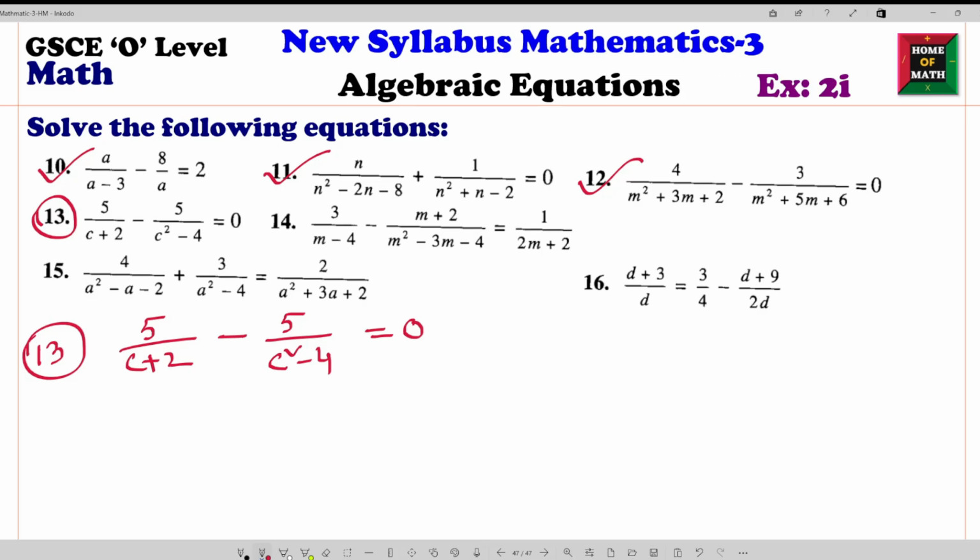Here is 5 divided by c plus 2, minus 5 divided by c square minus 4, equals 0. We will find the result of c. So 5 divided by c plus 2 will not change anything. 5 divided by, here is c square minus 4. We can use the a square minus b square theory. So we can write c plus 2 times c minus 2, right, equal 0.